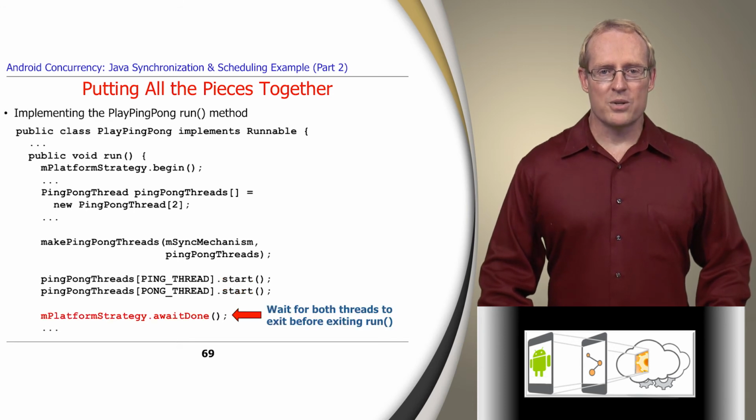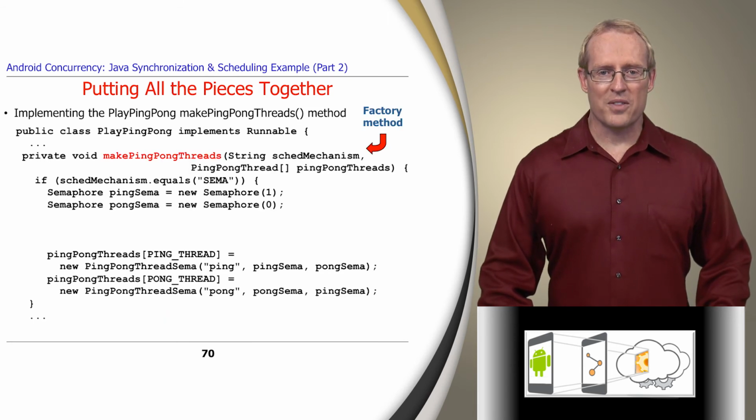PlayPingPong run uses a countdown latch defined by the platform strategy's await done method to block until both of these threads finish their processing and exit before it returns. The makePingPongThreads factory method isolates the creation of the requested synchronization and scheduling mechanisms, which in this case are implemented using semaphores. In particular, we create a pair of binary semaphores, one for the ping thread and the other for the pong thread, and initialize the ping semaphore to start out unlocked.